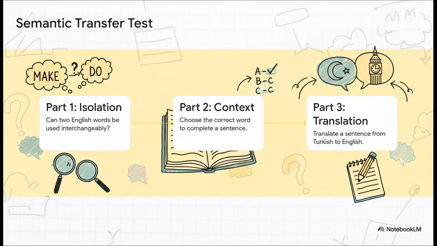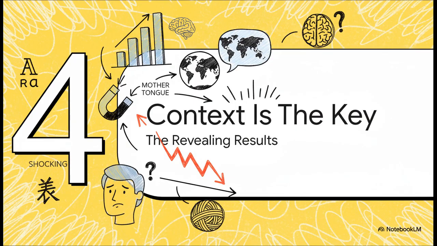The test itself was really clever. It had 3 parts. Okay, so first, the students were shown pairs of English words completely on their own. Think make and do, and just asked if they meant the same thing. This part was specifically designed to trigger that semantic transfer shortcut. Then, for part 2, they were given a sentence with a blank and had to pick the right word. So now you've got a bit of context. And finally, they had to translate whole sentences from Turkish to English, which really forced them to think about the meaning in context. And you guys, the results from this were so revealing.